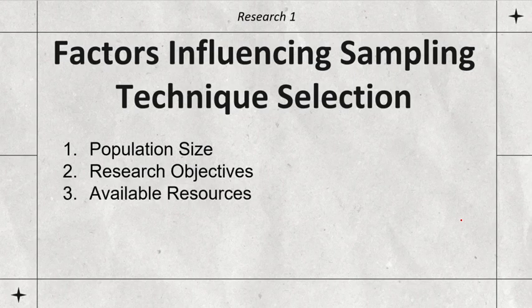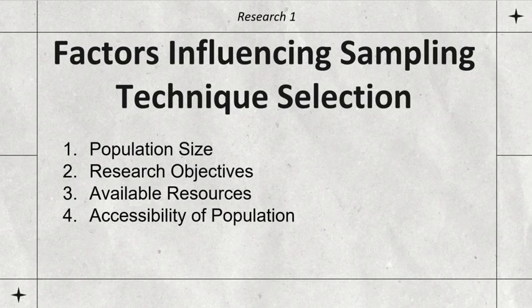The third one is the available resources. We need to think that we have time, budget, and logistical constraints that will influence our sampling decisions. So we need also to consider our resources, our finances, our transportation, and others. Those are examples of the factors that influence our sampling techniques.